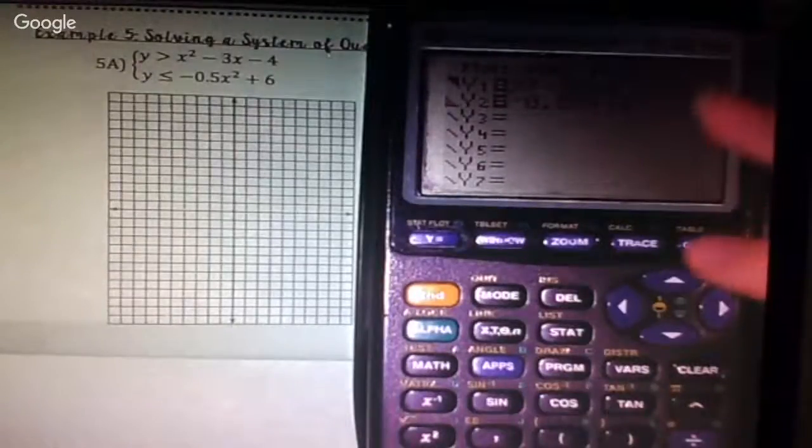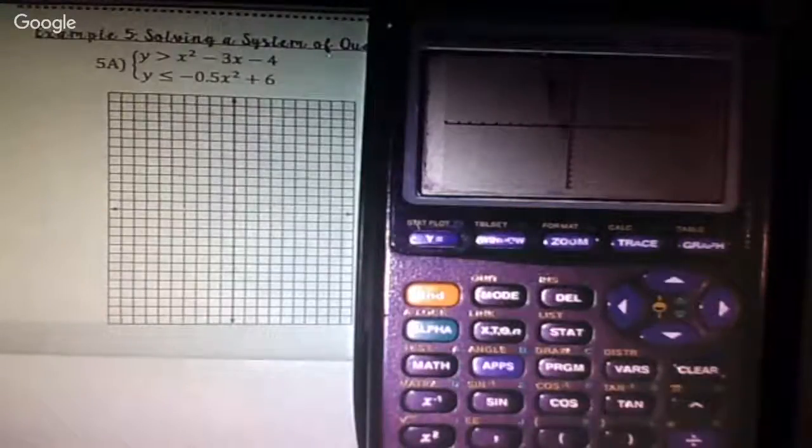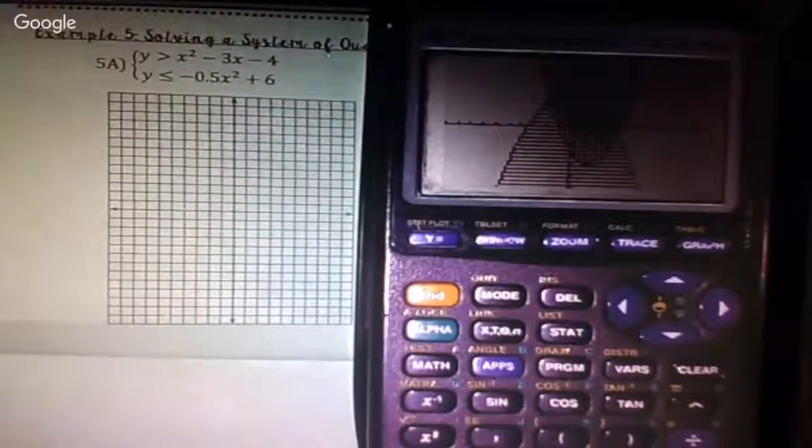Okay, so if you hit graph, here's your first equation. Here's your second equation. There is some voodoo going on here. Right, I don't like it. Because you didn't put an X here, you put squared instead of X squared. Okay, so that first squared to an X.